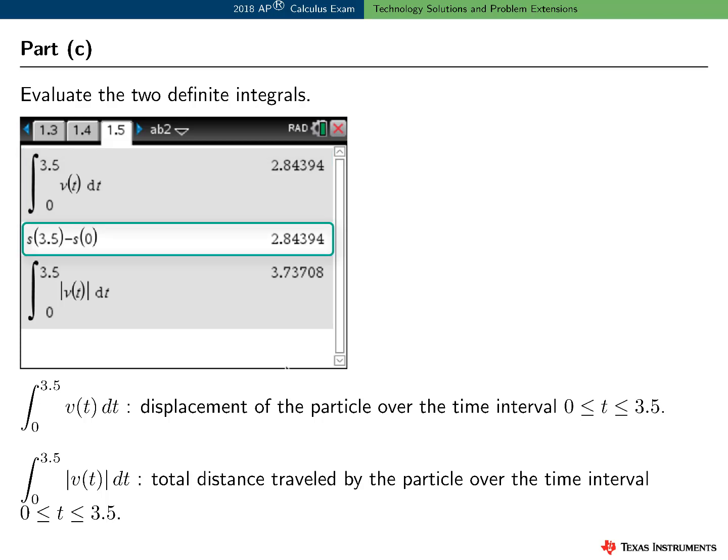Note that another way I could get this is the difference in positions at t = 3.5 and t = 0. Using my function s defined previously, that's just s of 3.5 minus s of 0. The value of the second integral is 3.737, and this is the total distance traveled by the particle over the time interval 0 to 3.5.